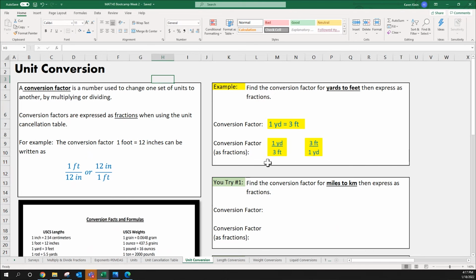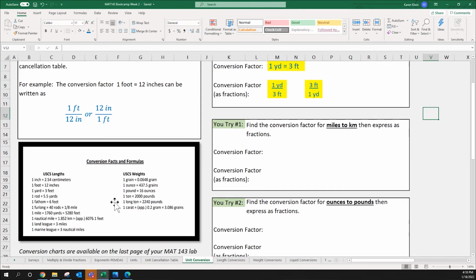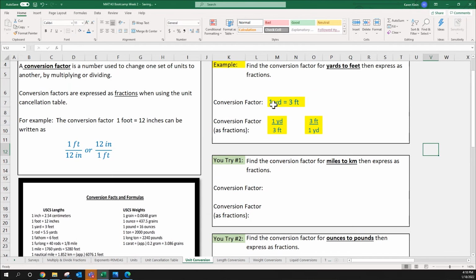All right, so here's an example over here. Before we get to that conversion, that cancellation table, we're just going to practice writing our conversion factors. For this first one, it says find the conversion factor for yards to feet and then express it as a fraction. I cut and pasted these from the lab manual, and I found that 1 yard is equal to 3 feet. So I wrote it in, 1 yard equals 3 feet.